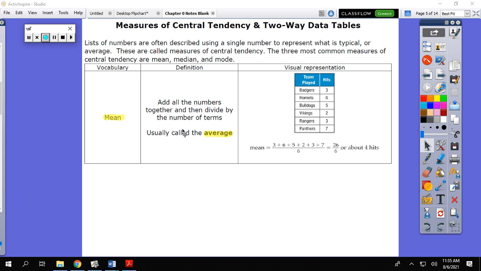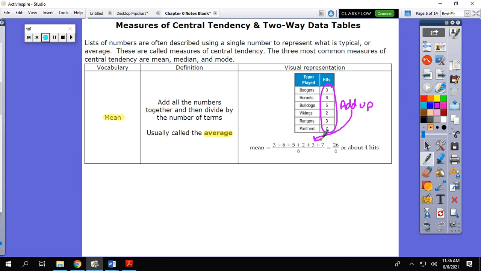So the mean is the average of a data set. It is where we add up all of the numbers in the entire data set and divide by how many numbers there are. You might see mean, you might see average. Those words mean the same thing. On the right side, you'll see a visual representation of this. Here we have a baseball team that has played 6 other baseball teams, and they've recorded the number of hits in each of those games, 3 against the Badgers, 6 against the Hornets, etc. So we add up all of the data in this right-hand column.